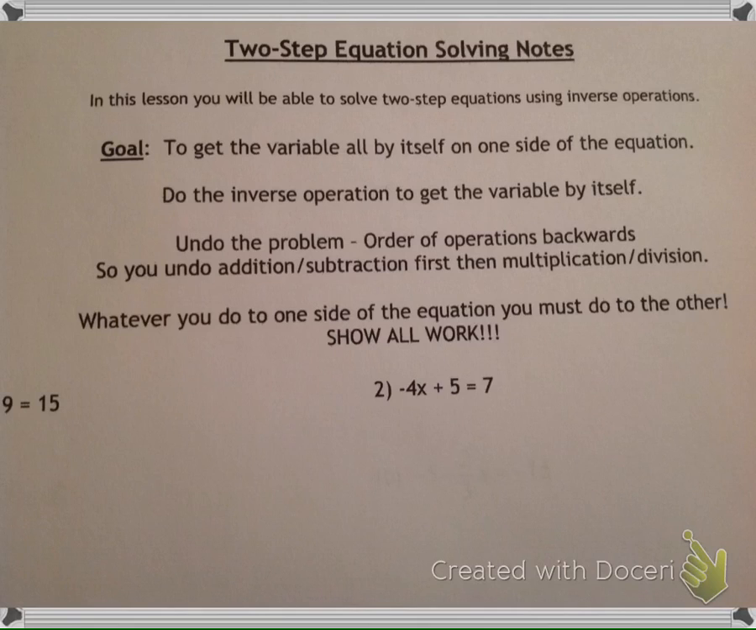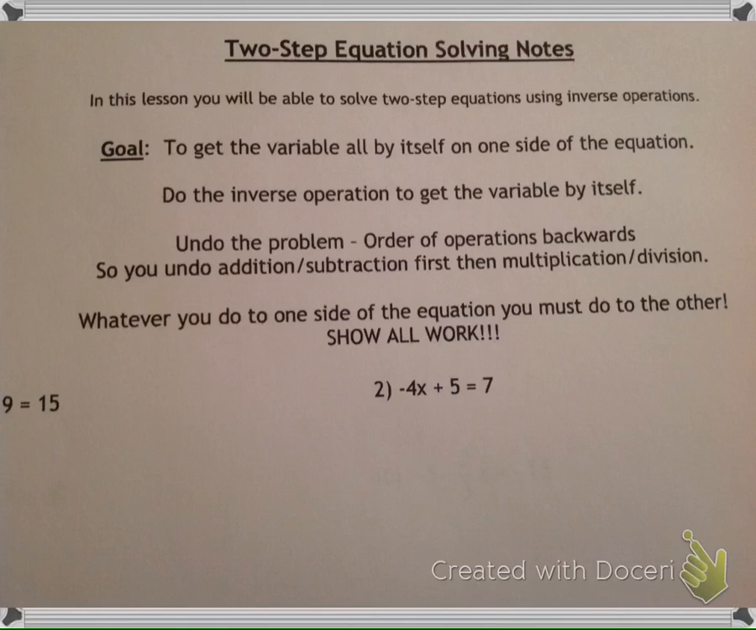But here's the problem. Now you have two steps. So you're going to undo the problem, so you're working backwards. When you did order of operations and you were solving a numerical expression, you would multiply or divide before you would add or subtract. In this case, we're going to be doing the opposite. We're going to be getting rid of the subtraction or addition first and then multiplying and dividing. So you're like undoing it because the variable is smack in the middle of the problem. It's not at the end.